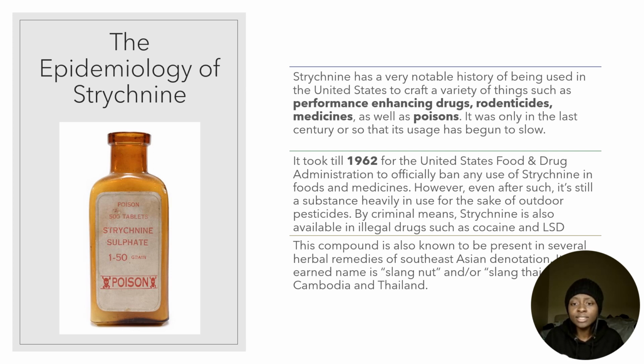It took until 1962 for the United States Food and Drug Administration to officially ban strychnine from being used in foods and medicines. However, it is still heavily prevalent in outdoor pesticides as well as in street drugs such as cocaine and LSD. This compound is also known to be present in several herbal remedies from Southeast Asia, and it has earned the name of slang nut or slang Thai nut in Cambodia and Thailand.